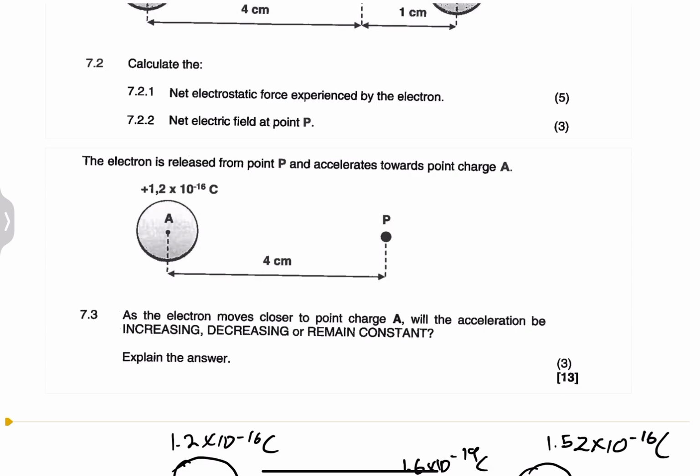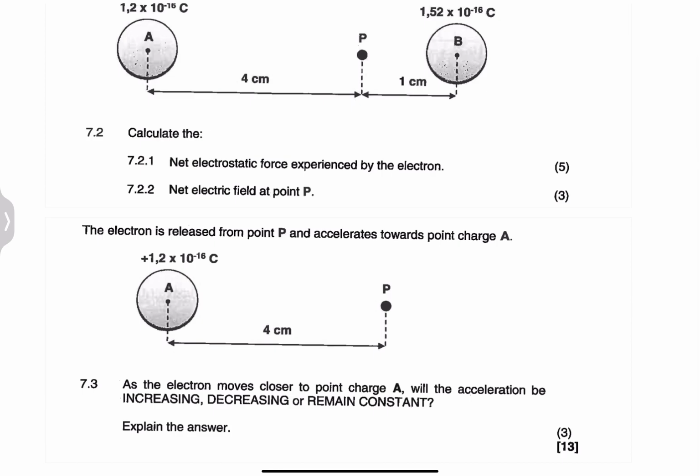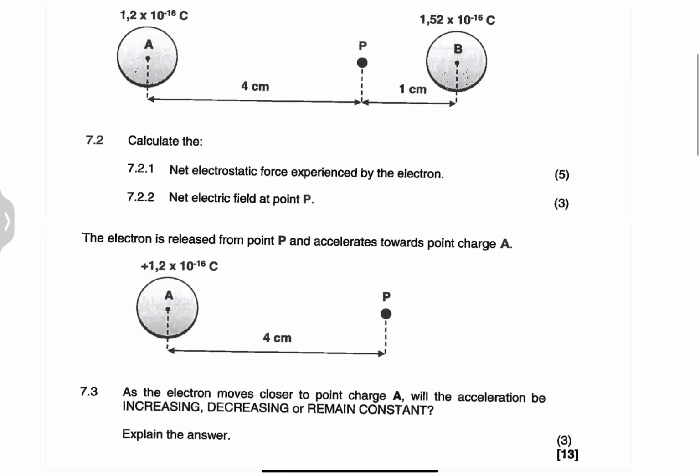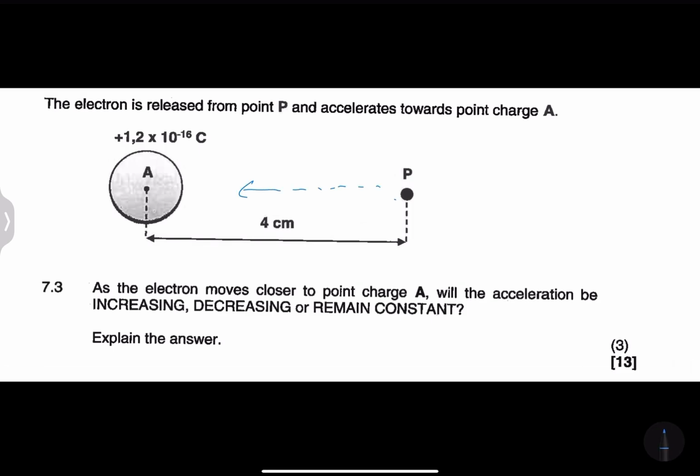Now they say to us the electron is released from point P and accelerates towards charge A. So once they release it, of course, our electron is going to move in that particular direction. They say, as the electron moves closer to point charge A, will the acceleration increase, decrease, or remain constant? Explain the answer.